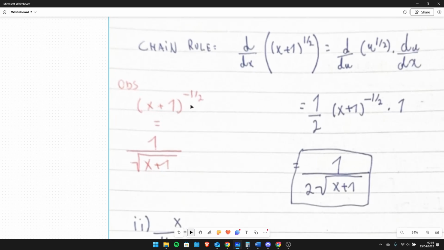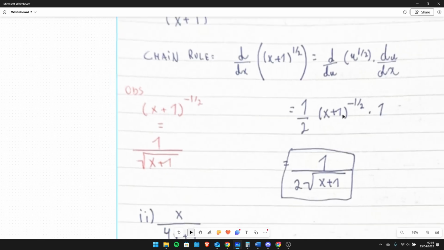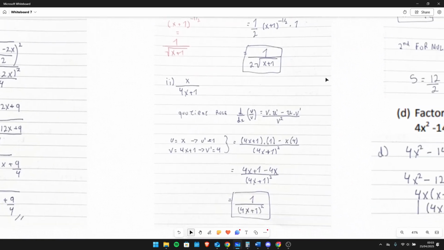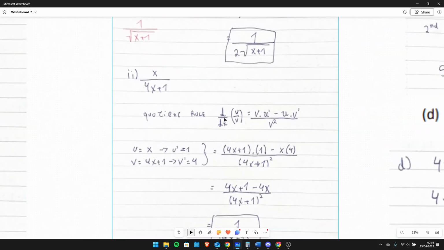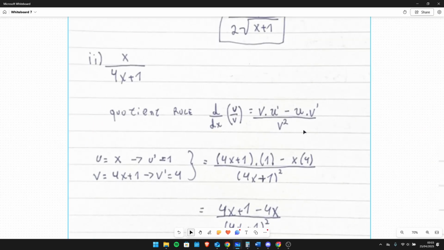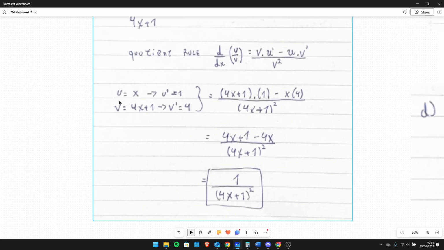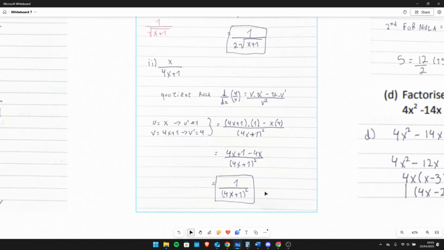But here's the catch. (x plus 1) to the power of minus 1 divided by 2 is the same thing as 1 divided by this. So if you substitute this, you have this. This is the answer. For the next one, you need to use the quotient rule, which is quite annoying. I would recommend you to pause and have a look. You just need to use this formula. Get u, get v, get u prime and v prime, and substitute, you have this answer. Simple as that.